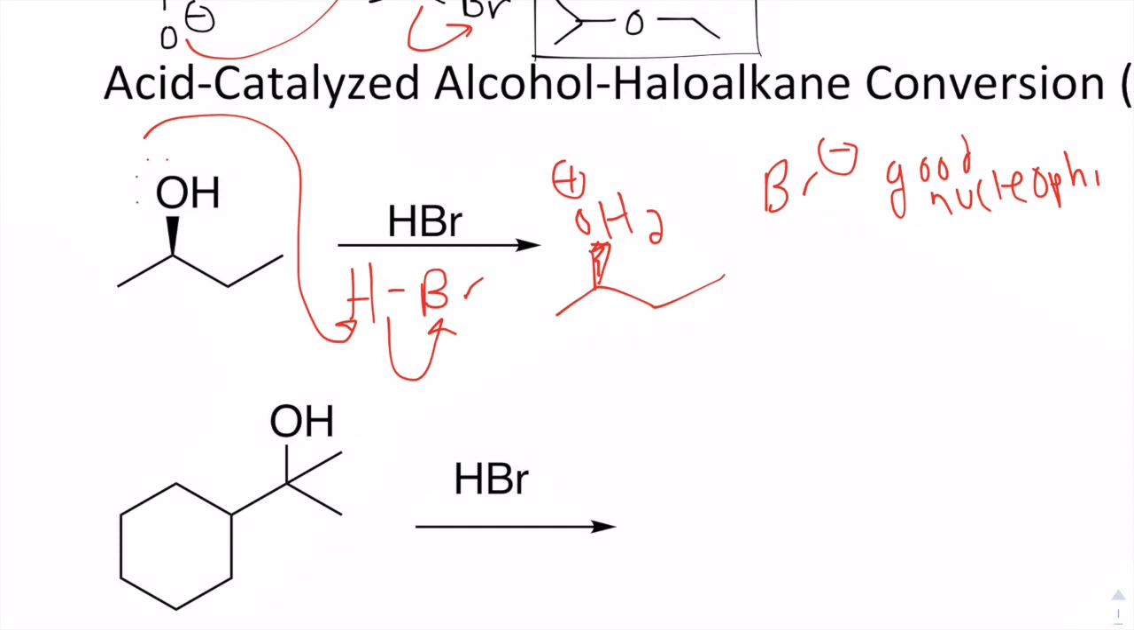Okay, and then that starting material is definitely secondary. So we see a negatively charged good nucleophile. We see secondary, so that's that gray area. So I would predict that this is going to follow an SN2 mechanism.